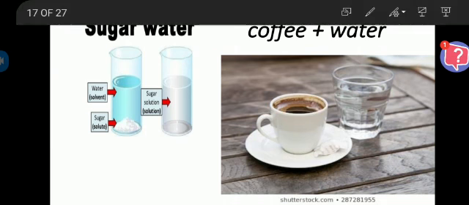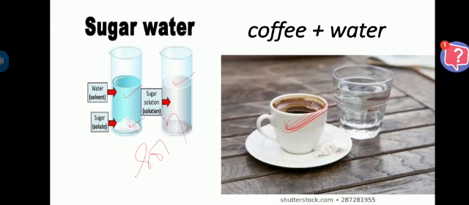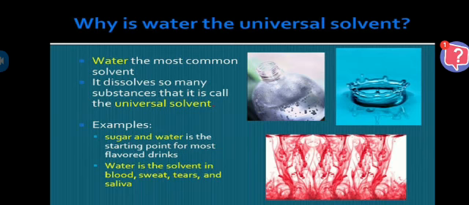Then sugar plus water. Here sugar is the solute and water is the solvent. When the sugar is added to the water, it forms a sugar solution, and you can see this is uniformly mixed, so it can be said to be a solution. Then coffee plus water. When added to each other, they form a uniform mixture, that is coffee water. So these are examples of solutions.